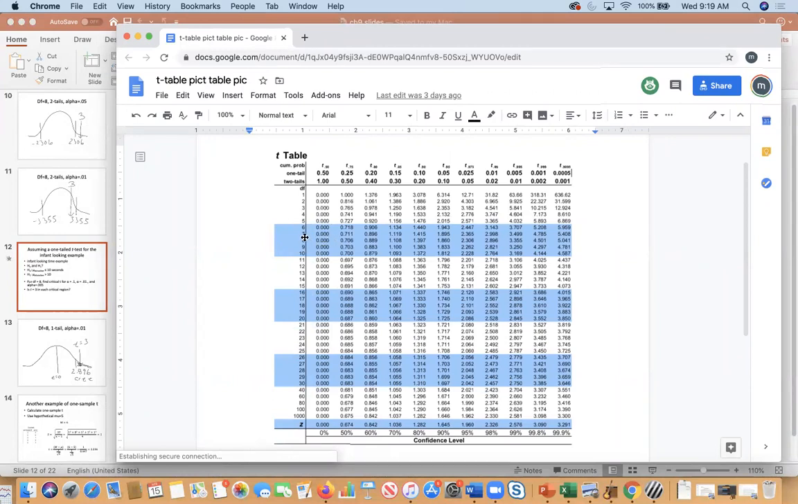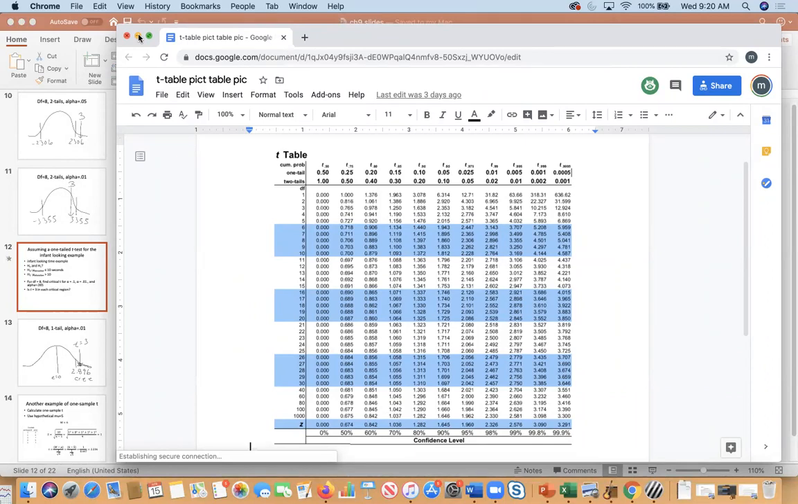Does anyone think they have the correct answer? Degrees of freedom 8. One-tailed test, alpha equals 0.1. What is our critical T? Go ahead and call it out, someone, when you think you know what the critical T is.